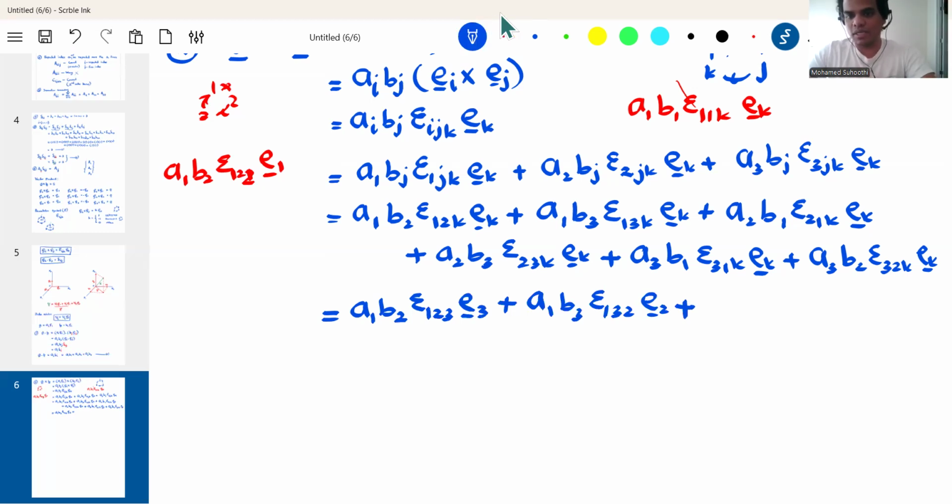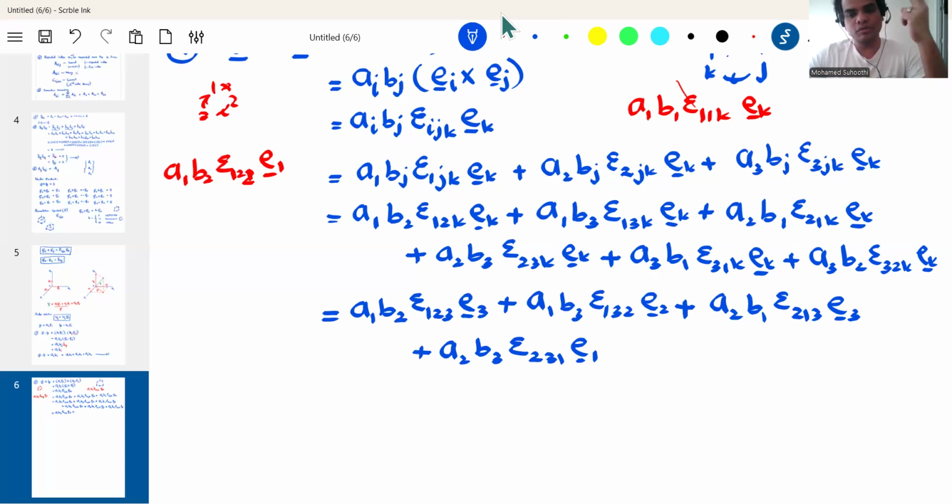The third term similarly, 2, 1, 1, it's not applicable, 0. 2 also not applicable, 3 will be there, right? A2, B1, epsilon 2, 1, 3, E3. Okay. So now the third term is done. Now I'll come to this term, right? So now 2, 3, 1. 1 will be there, right? A2, B3, epsilon 2, 3, 1, E1.